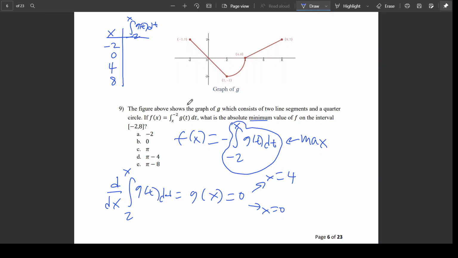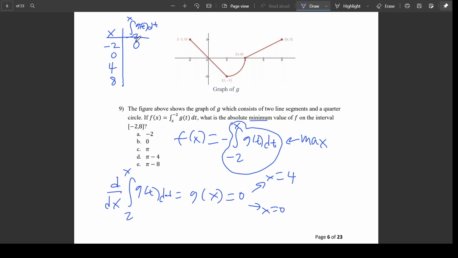And now we need to find the absolute maximum of this, right? Because remember, we want to find the maximum of this to find the minimum of f. So to find the maximum, we are going to evaluate by putting each of these x values into this expression. Okay. So if we start off with the negative 2, well, the integral from negative 2 to negative 2 of g of t is just going to be 0.